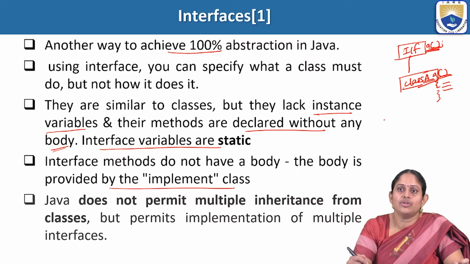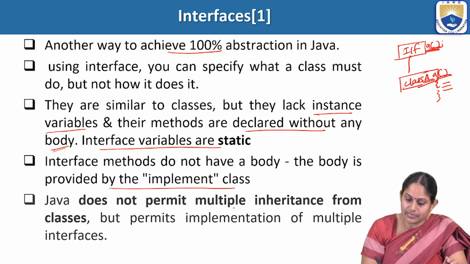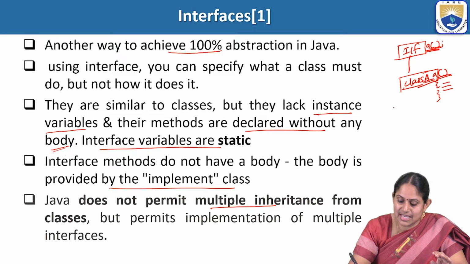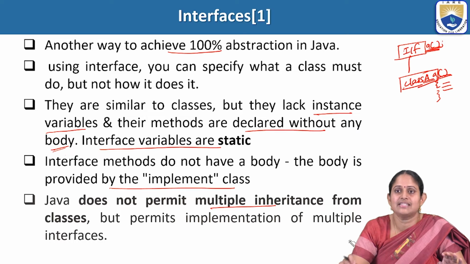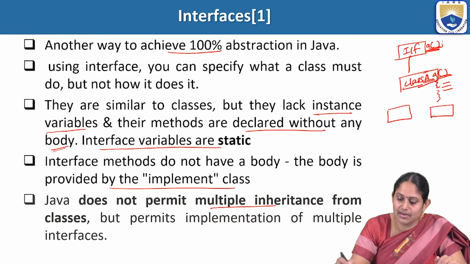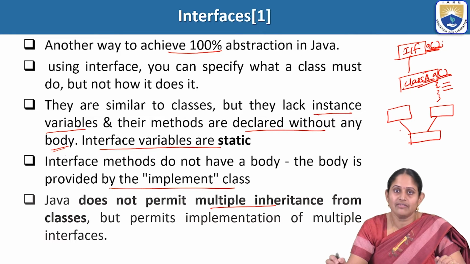Another advantage of using interfaces is that we can achieve multiple inheritance using interfaces. The reason is that Java does not support multiple inheritance using classes, because there comes a problem called the diamond problem. Multiple inheritance is the ability of a class to inherit from more than one class. That is multiple inheritance. But Java does not support it.